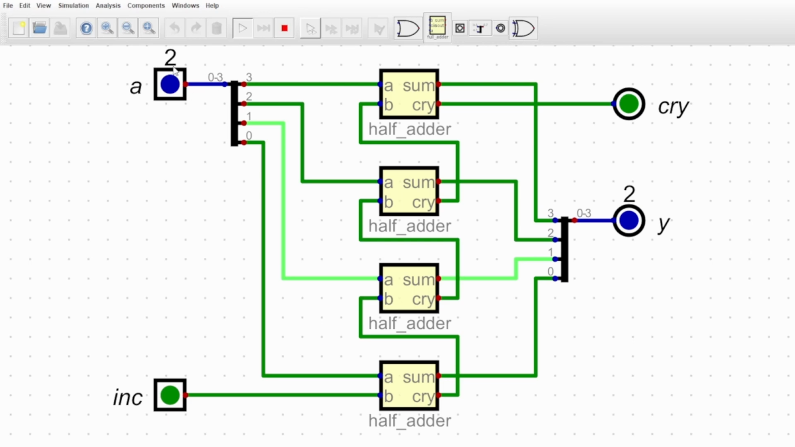And if we increment that, we get A is 2, Y is 2, and so on and so forth all the way to the hex value of F, which is 15. And then once that is 0, it just restarts. Now, what makes this different than just a counter is that we have this incrementer button.